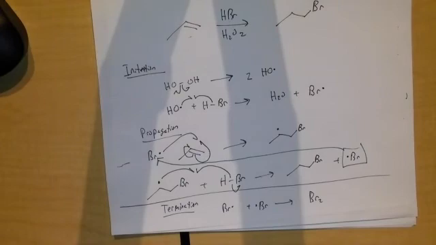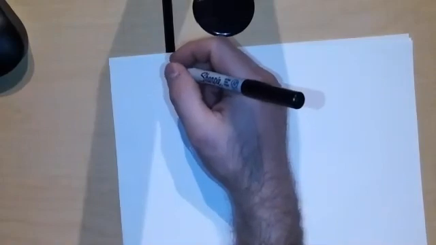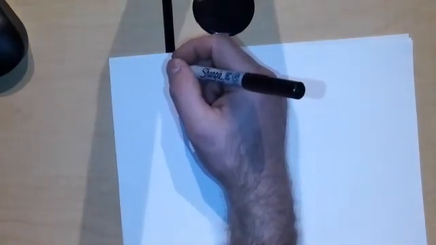5 minutes. So I'm going to talk about NBS. And we'll kind of see how far I get into it. I might cover it a little bit again at the end of, or the beginning of Wednesday's lecture. So NBS is N-bromosuccinimide.